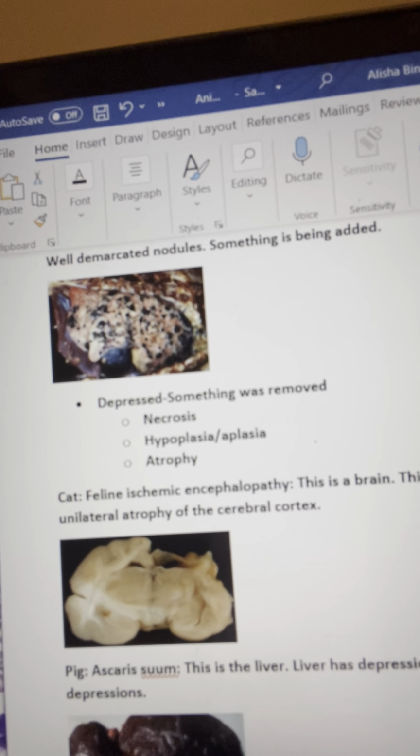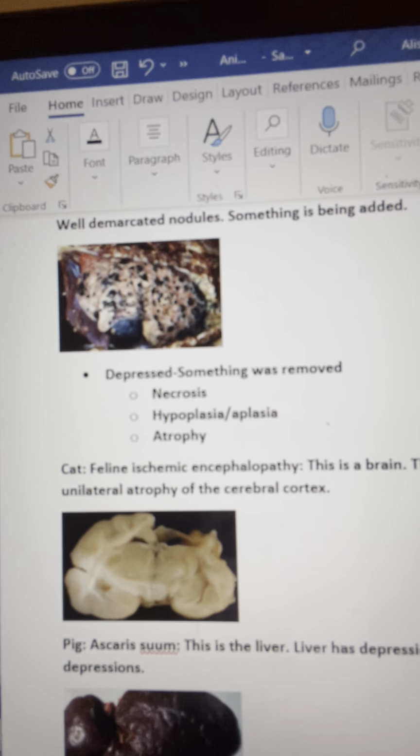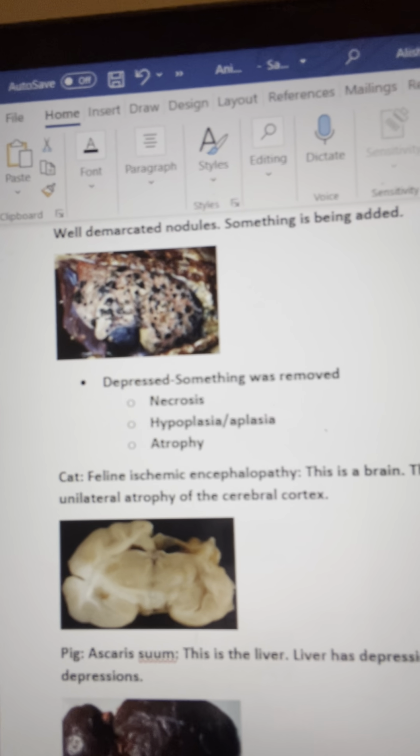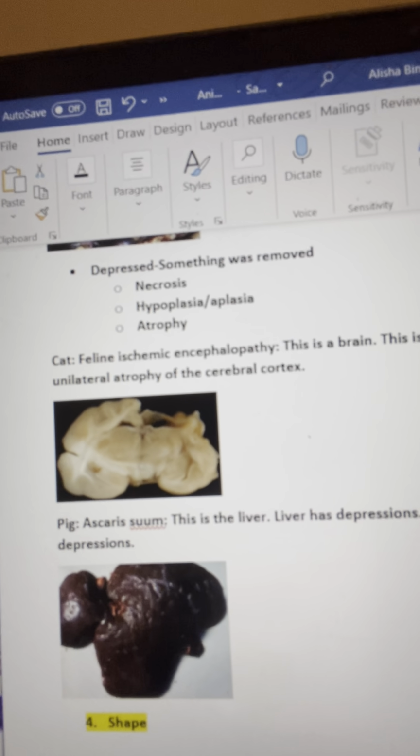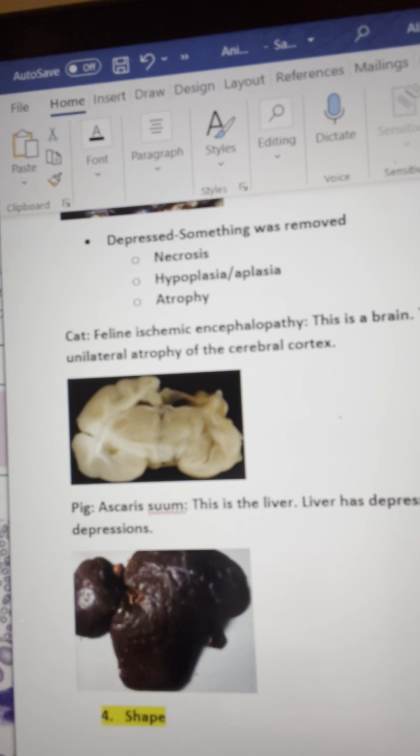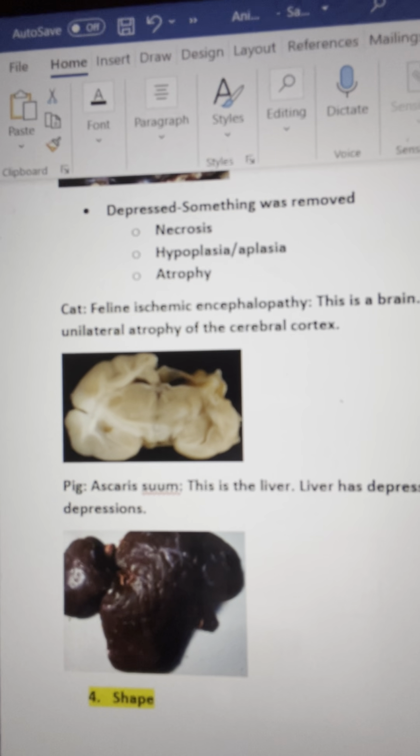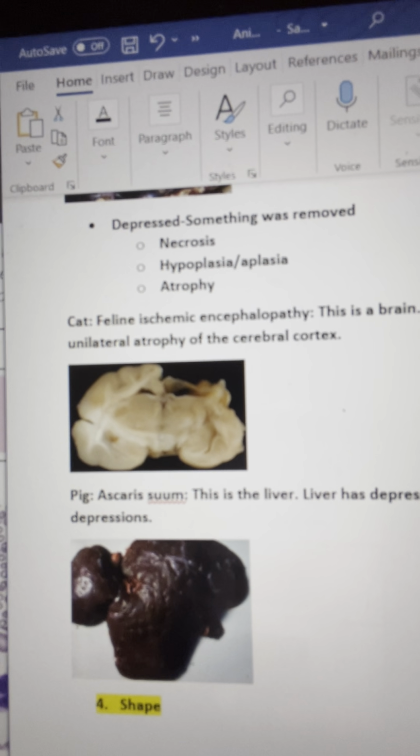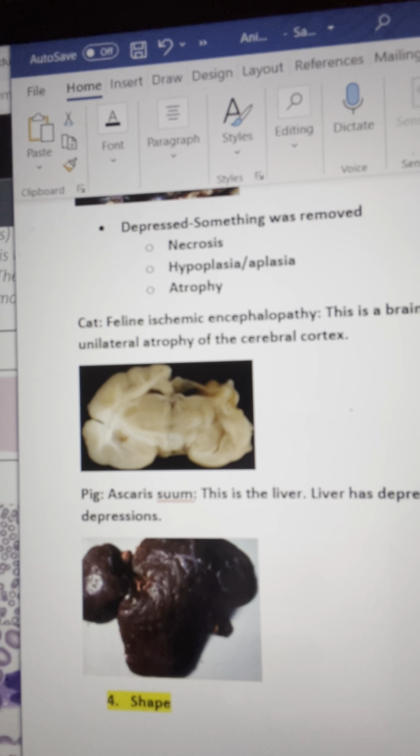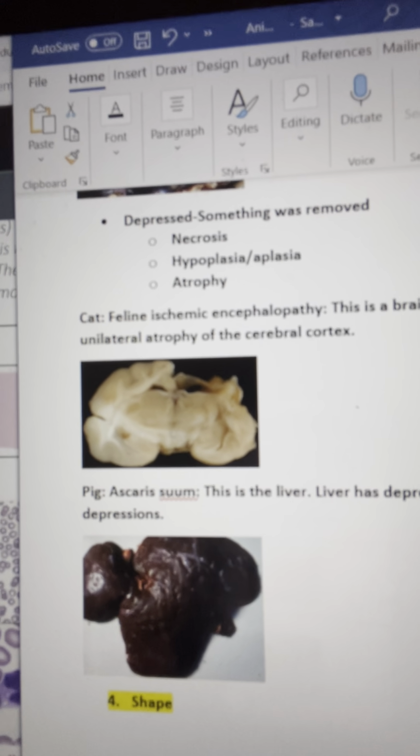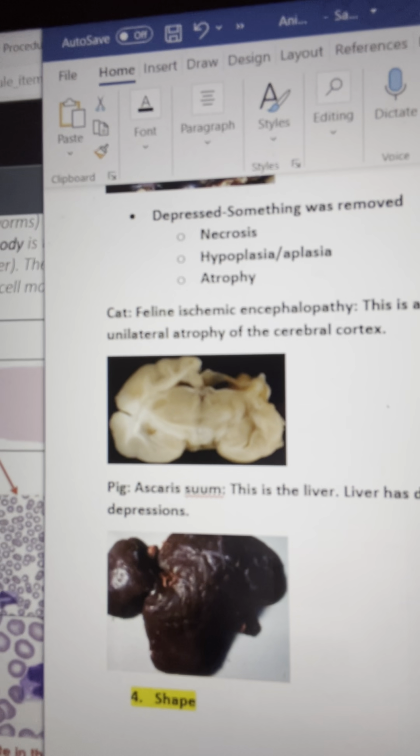So something was removed. So we have necrosis, hypoplasia, aplasia, and atrophy. So in the cat example here, this is feline ischemic encephalopathy. This is a brain. This is unilateral atrophy of the cerebral cortex in this cat.